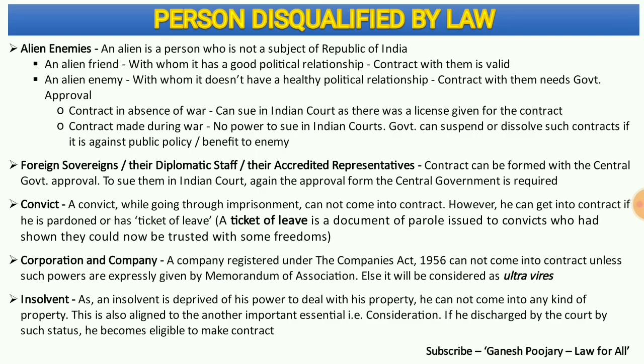Now, can we have a valid contract with alien friend nation citizens? Definitely we can. But when it comes to alien enemies, it is not absolutely blocked to have contracts. You can have a contract with an alien enemy also if the government of India approves. However, there is one big difference that you need to remember. If you have entered into a contract with an alien enemy in the absence of war, such a person who is outside India can sue in an Indian court, whereas if the contract is made during the war, in such a case you cannot sue in Indian courts, because the government dissolves all such power to ensure that there is no benefit to the enemy or nothing is against public policy. That is one important aspect you need to remember. That is all you need to quote in the exam when it comes to alien enemies.